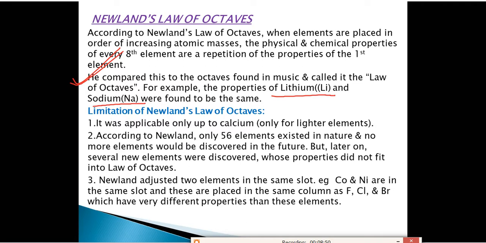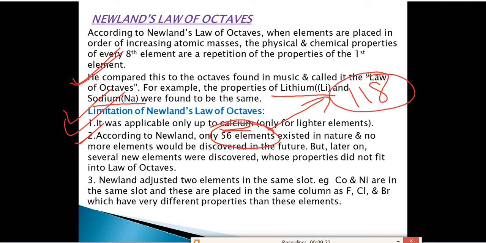Now, there were many limitations in Newlands' law of octaves, so let's have a quick look at them. It was applicable only up to calcium, only for lighter elements. It means Newlands' law of octaves can be applied up to the element calcium, not beyond that. Second, according to Newlands, only 56 elements existed in nature and no more elements could be discovered in the future. But now we know that there are 118 elements. So this was also one of the failures of Newlands' law of octaves.